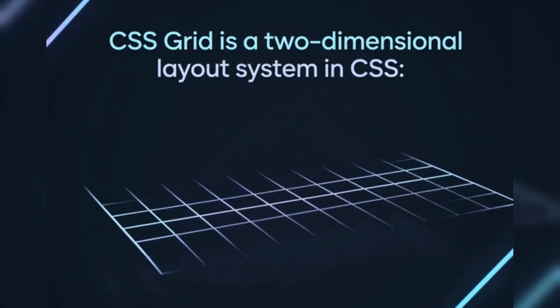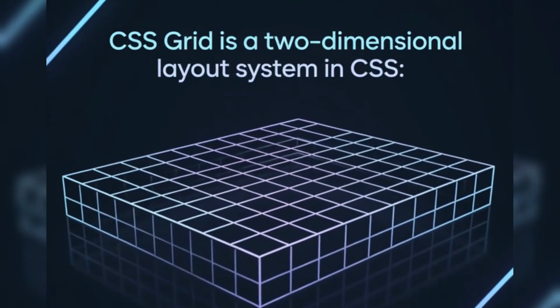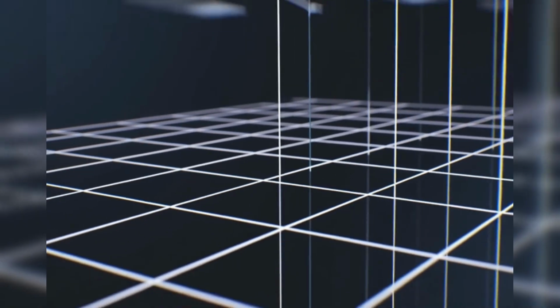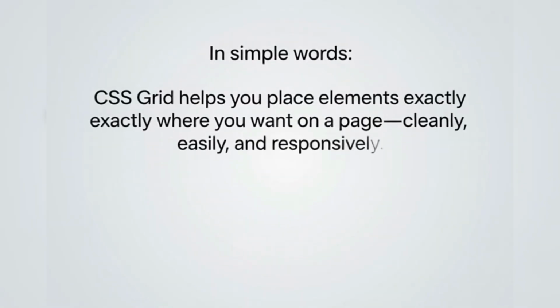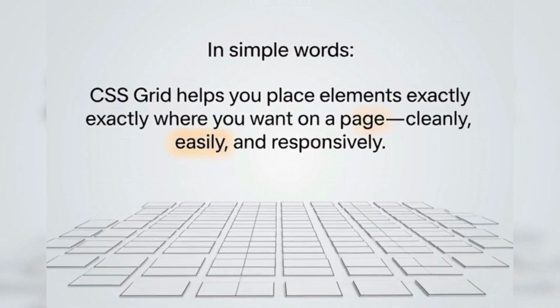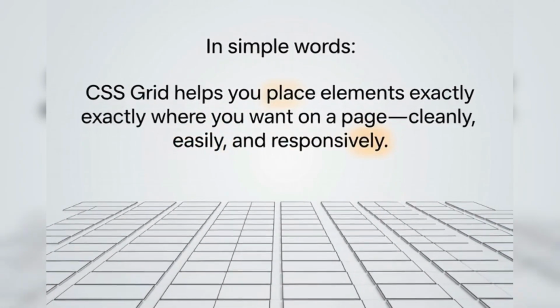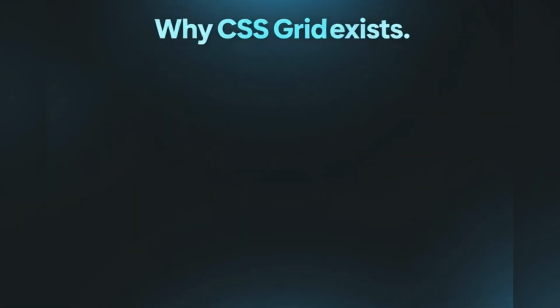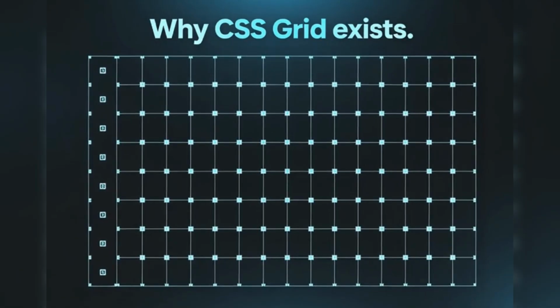CSS Grid is a two-dimensional layout system in CSS that lets you design web layouts using rows and columns at the same time. In simple words, CSS Grid helps you place elements exactly where you want on a page, clearly, easily, and responsively. Why does CSS Grid exist?